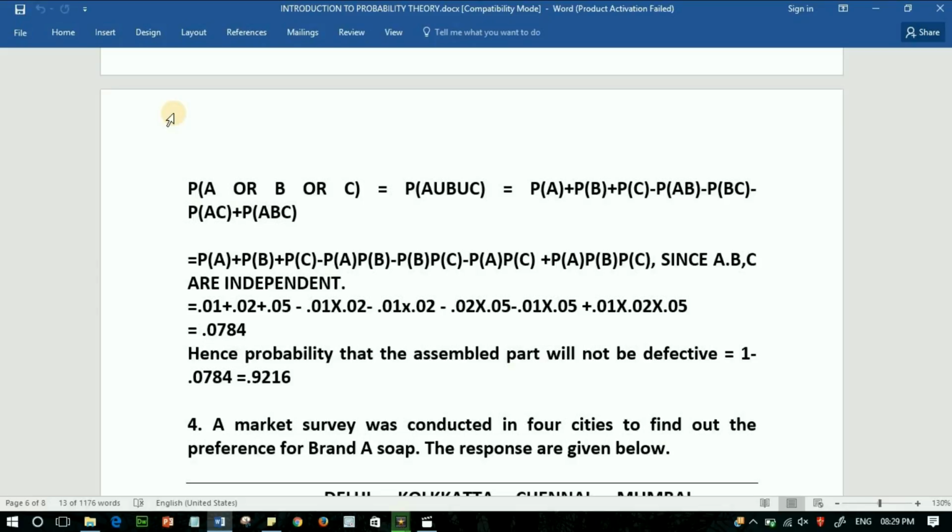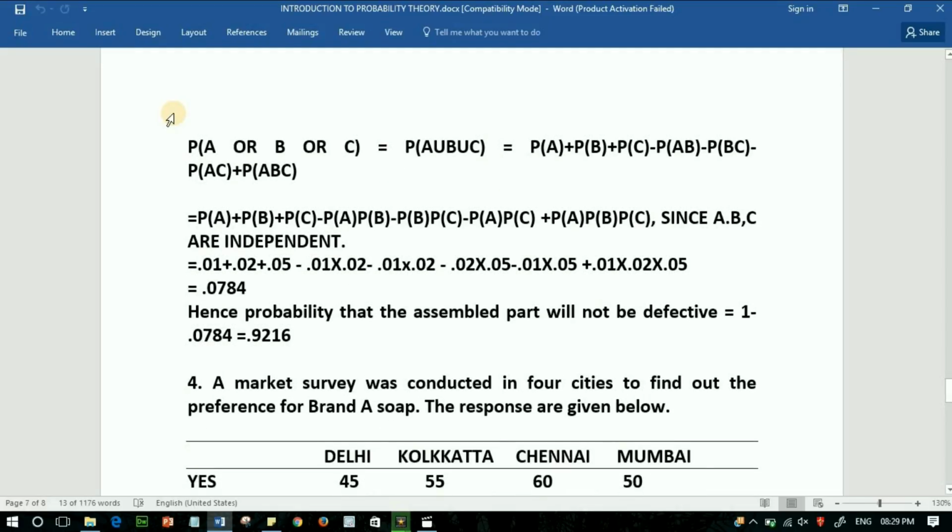Hence, the required question is the probability that the assembled part will not be defective. We got the probability that it will be defective. Therefore, the probability that the assembled part will not be defective is equal to 1 minus 0.0784, that is equal to 0.9216. So we are applying the trick, probability of A plus probability of A bar is equal to 1. That is, probability that the part will be defective plus probability that it will not be defective is equal to 1. So the answer is 0.9216.